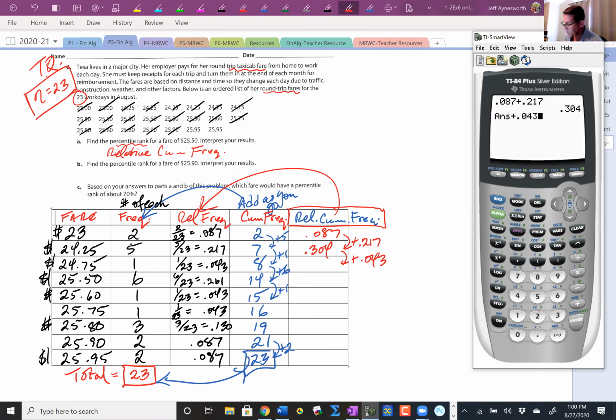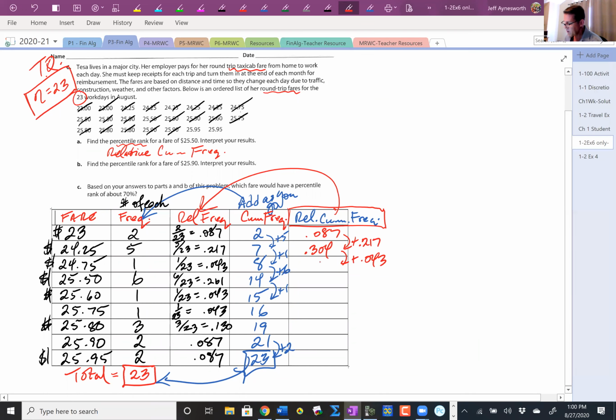That's 0.347. There we go. Thank you. So 0.347. And now the next frequency is 0.261. Again, everybody's eyes should be focused on these numbers here in yellow. We're adding these numbers here. That's where I'm getting these numbers.